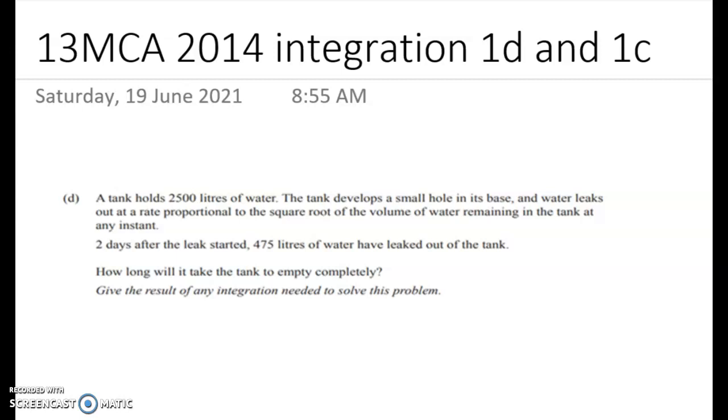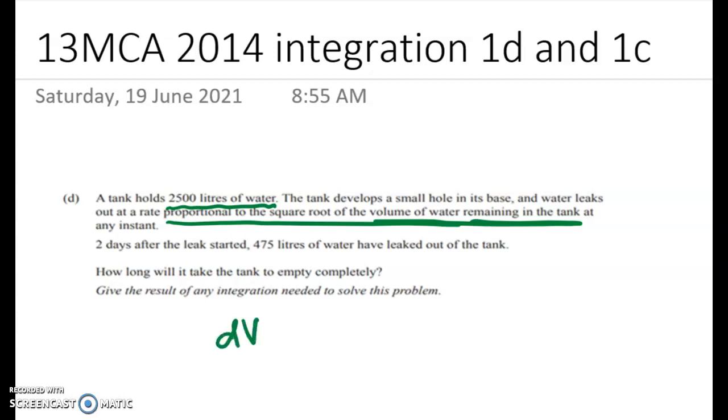Reading it carefully, the tank holds 2,500 litres of water and it gets a hole in the base. The water leaks out at a rate proportional to the square root of the volume of water left in the tank at any instant. That's the key bit for the setup, right? So dV/dt, where V is the volume of water, is equal to negative k root V. I don't have to make k negative. If I just leave it as k, I should come out with a negative number, but I find it easier to make it negative if I know that it's decreasing or leaking.